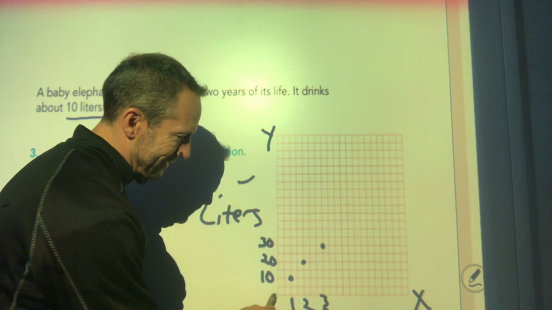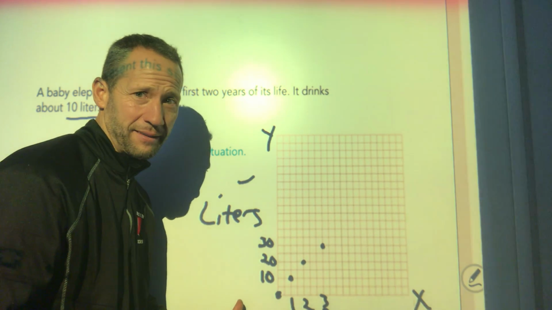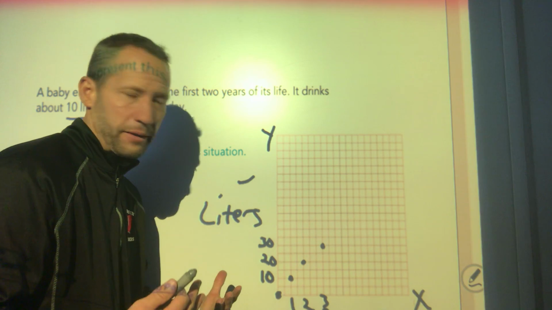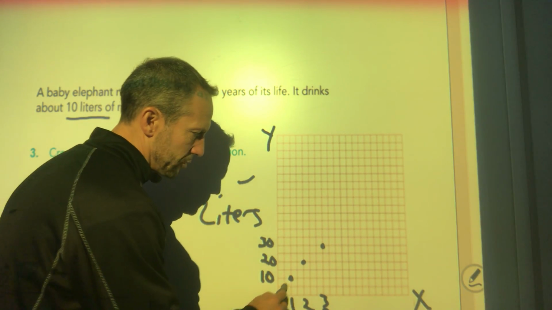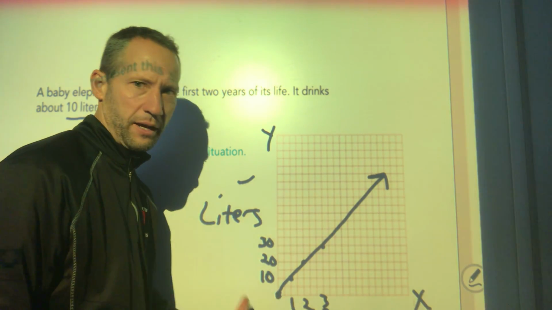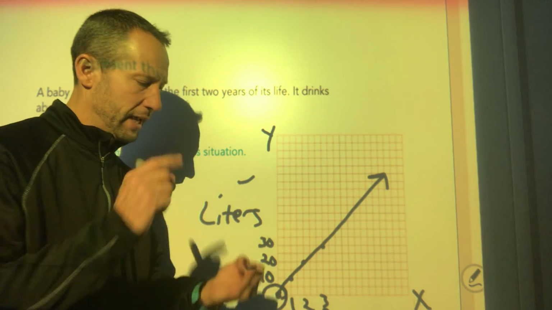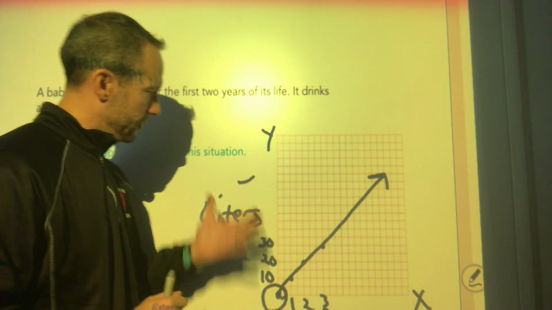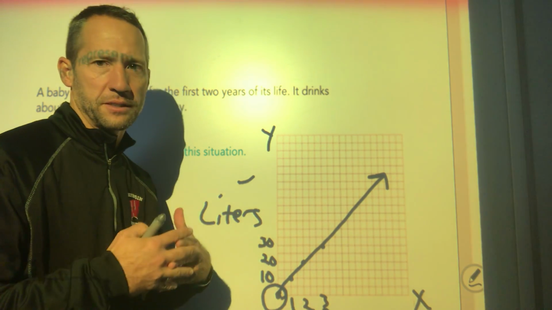And remember, at this point right here, the origin, 0 days, well, obviously, that means there's 0 milk that this elephant has been nursing. So 0, 0 makes sense in the story. And as you can see, we have ourselves a linear, straight line, linear relationship that goes through the origin. So now we have the equation, we have the graph, we have the COP. We're starting to connect all of those pieces together.